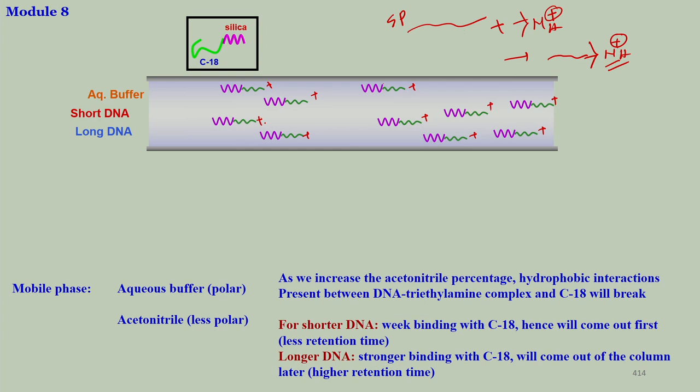Now, if you want to purify, for example, DNA, here I have given the example of DNA. You have a short DNA, you have a long DNA, and as a control, you have nothing, only the buffer, water maybe. What is the difference between a short DNA and a long DNA? Short DNA has fewer negatively charged phosphates. Long DNA has more negatively charged phosphates.